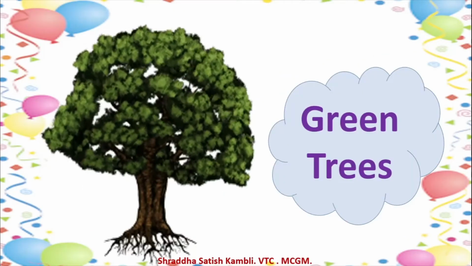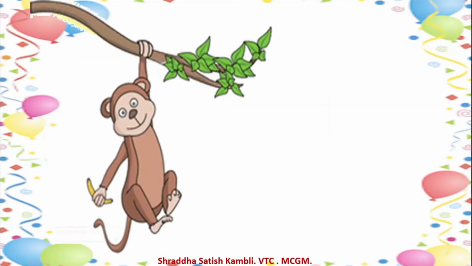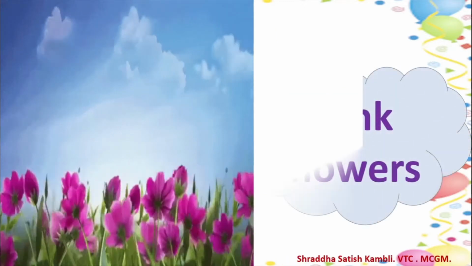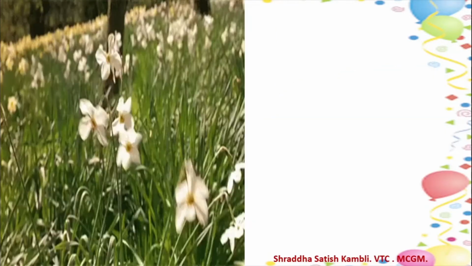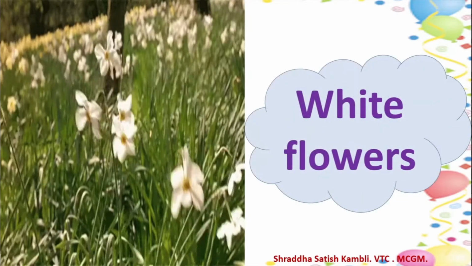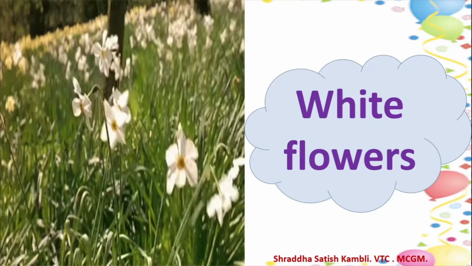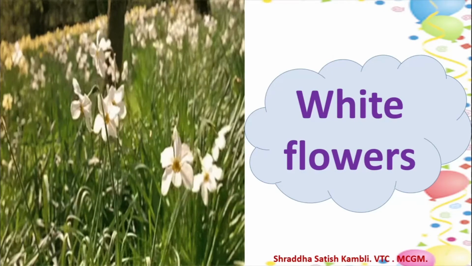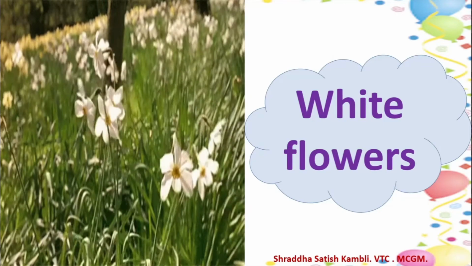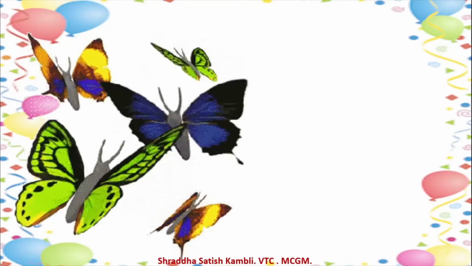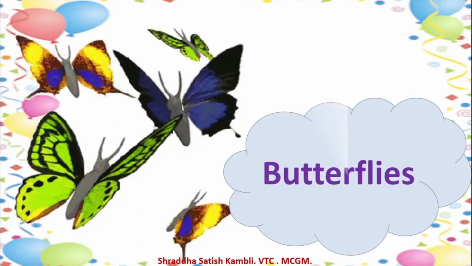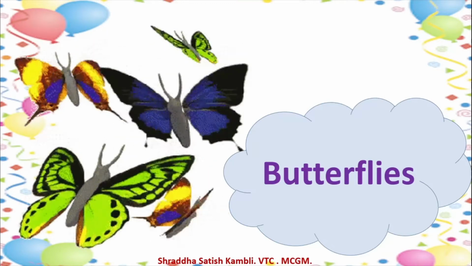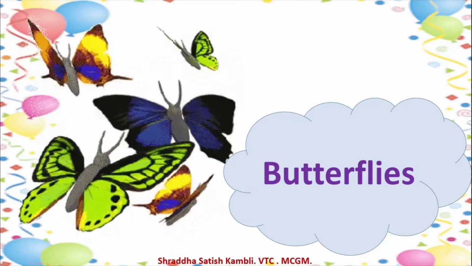So we have seen green trees in the park, then a monkey in the park, then we saw some pink flowers and some white flowers. Okay, so I want you to read all this. Alright, now you saw the words. I said the words so many times to you. I want you to read the words. And then we also saw some, yes, butterflies. Okay, after that, let us see what else was there in the park for us to see.